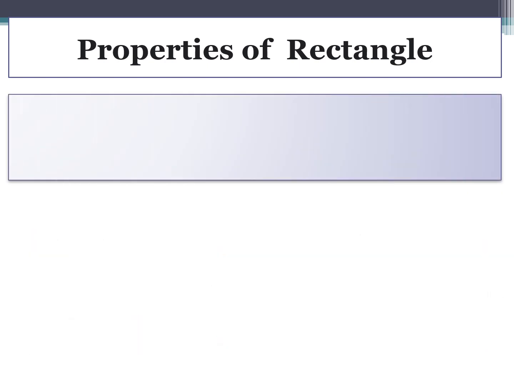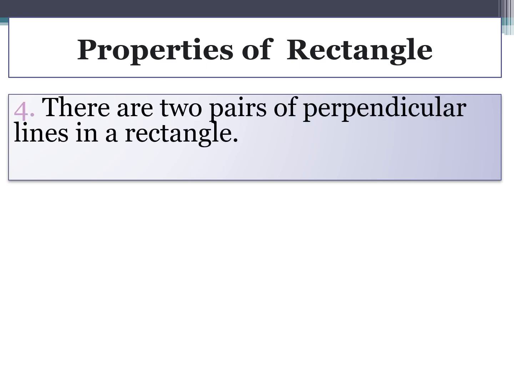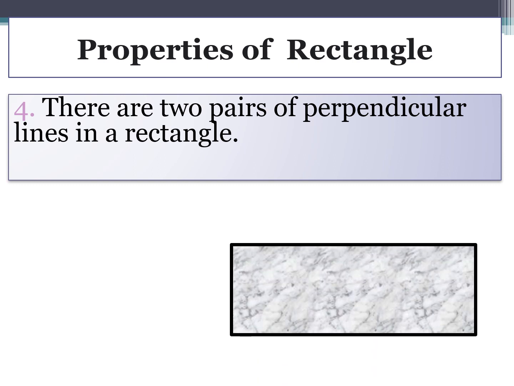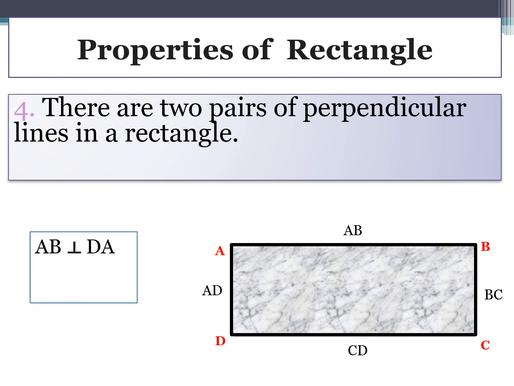The next property of a rectangle is there are two pairs of perpendicular lines in a rectangle. Here you can see the figure of a rectangle on the screen. We can name it as rectangle ABCD. Now there are two horizontal lines in a rectangle and there are two vertical lines. We can name them as line AB and line CD, line BC and line AD. Line AB is perpendicular to line DA. Why? Because at point A an angle is forming which is equal to 90 degrees.